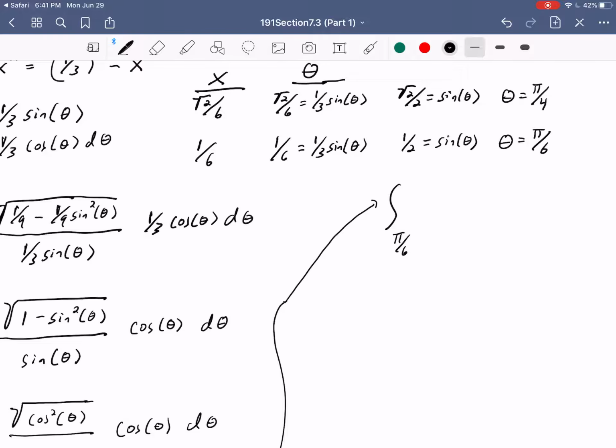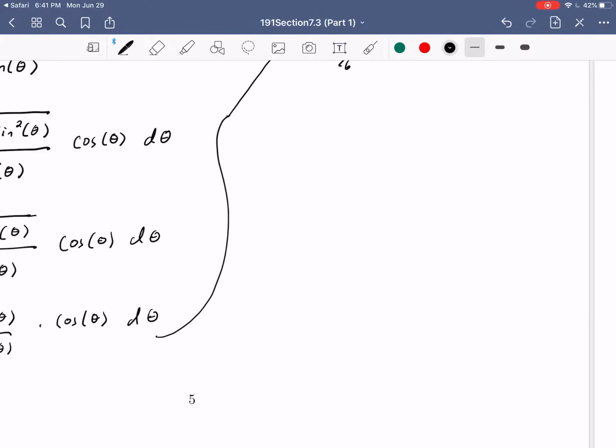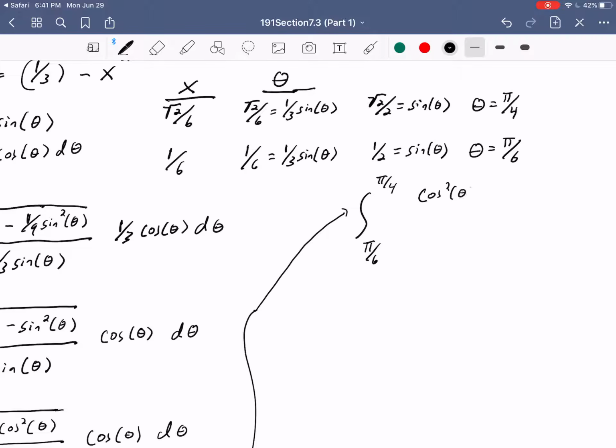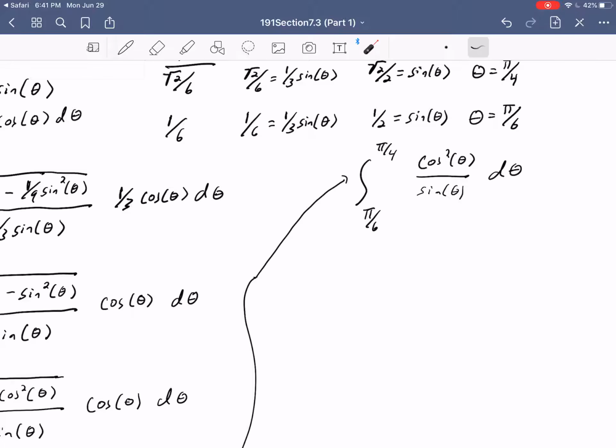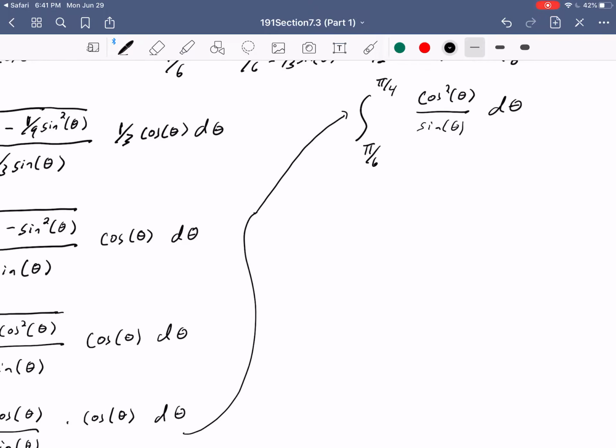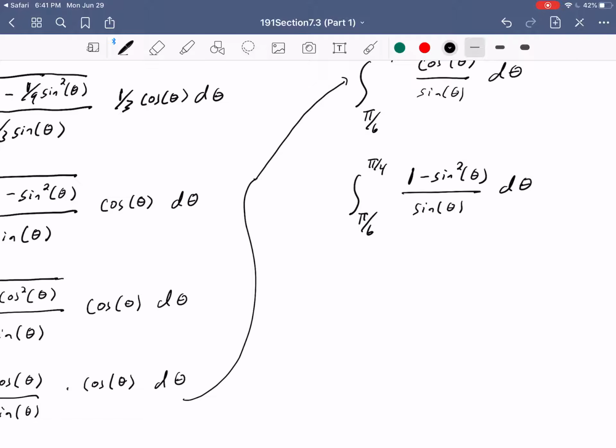So the integral from pi over 6 to pi over 4 looks like cosine squared theta over sine theta d theta. Again, not great. We could try a u sub, u equals cosine theta, but the du is in the wrong spot. It needs to be in the numerator, not in the denominator. If nothing else works well, we could always try a Pythagorean identity and put everything in terms of sine. So we could say the integral from pi over 6 to pi over 4 of 1 minus sine squared over sine d theta. And that looks a little bit better.